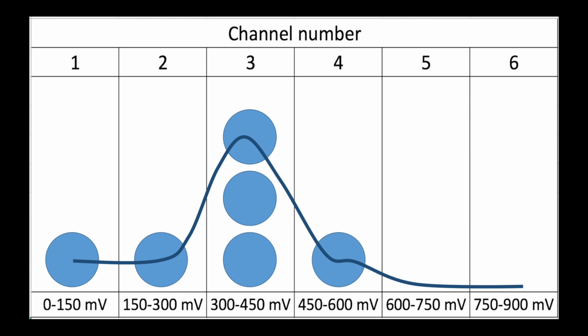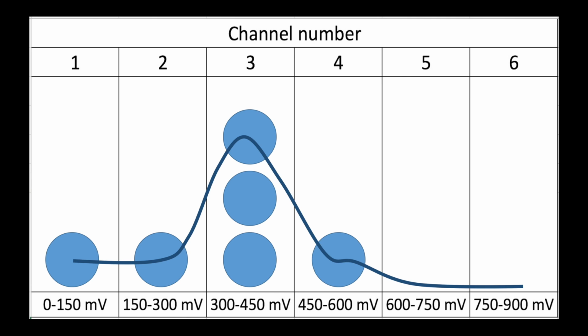Here is an example of a spectrum graph we've got using 6 impulses from measurements on the oscilloscope. We've divided the graph into 6 channels, each of which has an interval of 150 millivolts. We can see there are impulses on the first 4 channels, and most of them, 3 of them exactly, are in the third channel from 300 to 450 millivolts.